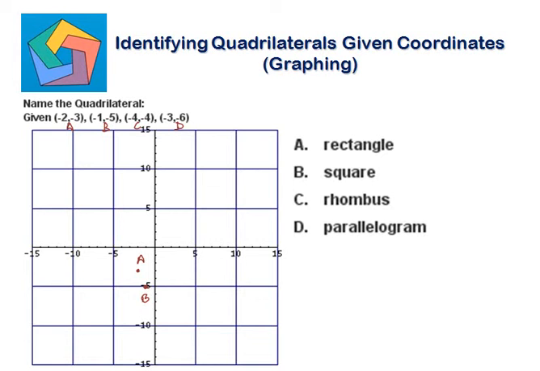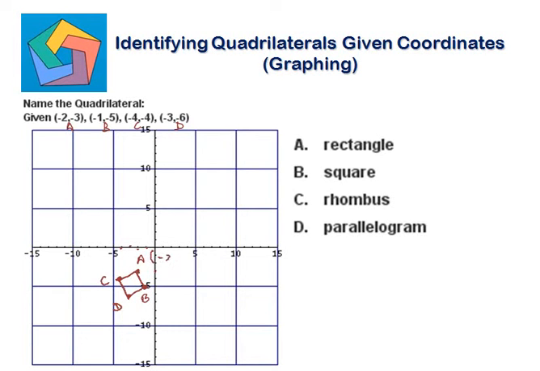A is here, -2, -3. -2 on X, -3 on Y. B is -1, -5. -1 on X, -5 on Y. C is -4, -4. This is C point. And D is -3, -6. So this is D. Joining them, this is the quadrilateral formed.